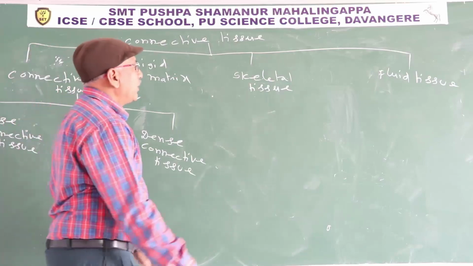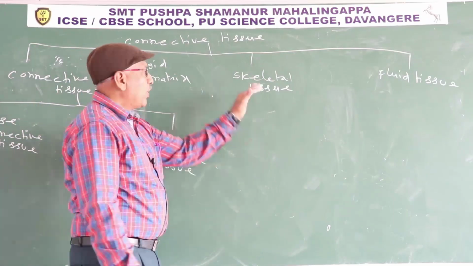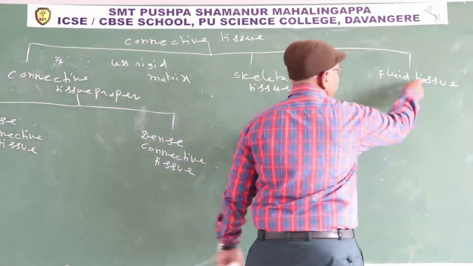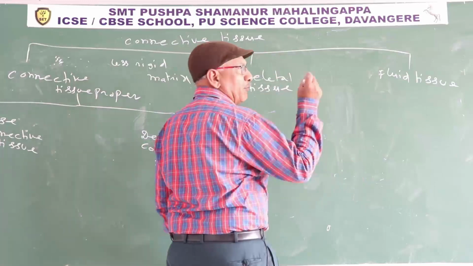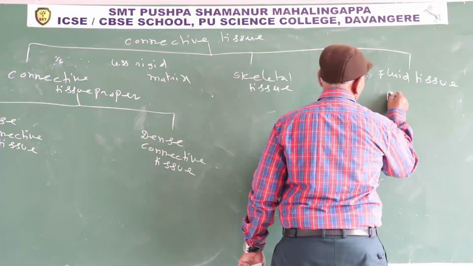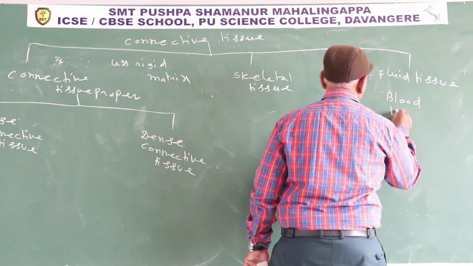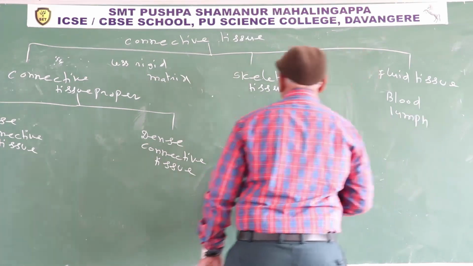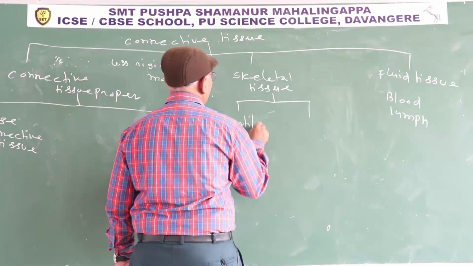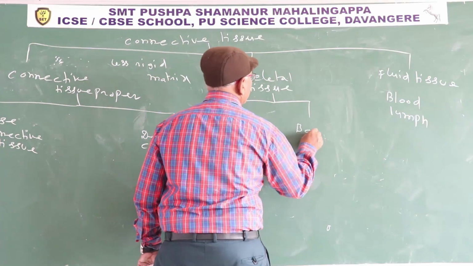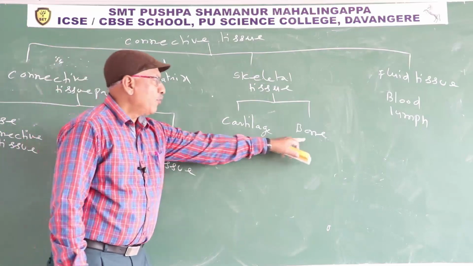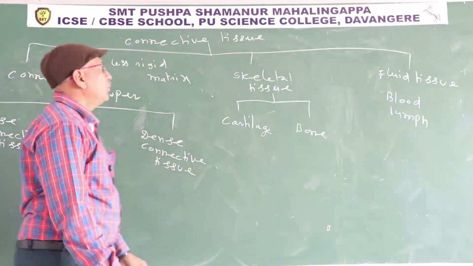Skeletal tissue: matrix is semi-rigid or rigid, partially hard or hard. Fluid tissue: liquid acts as a matrix. If liquid acts as a matrix, it is known as fluid tissue. Example, blood and lymph. Skeletal tissue includes cartilage and bone. Matrix is semi-rigid, partially rigid in cartilage. Matrix is rigid, hard in bone.